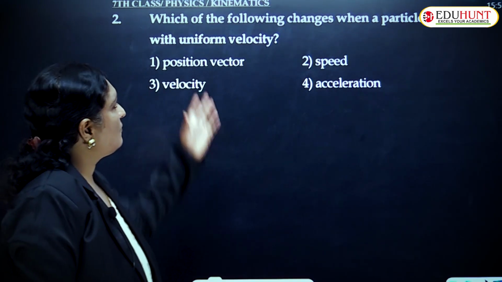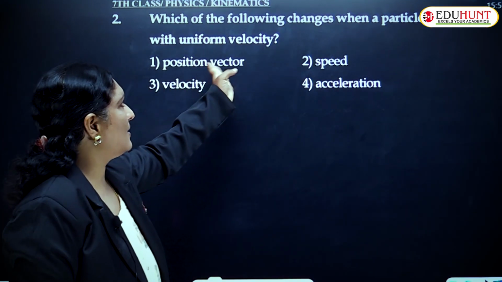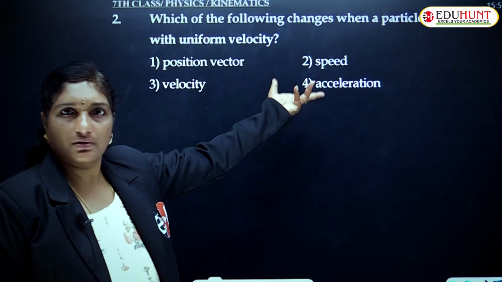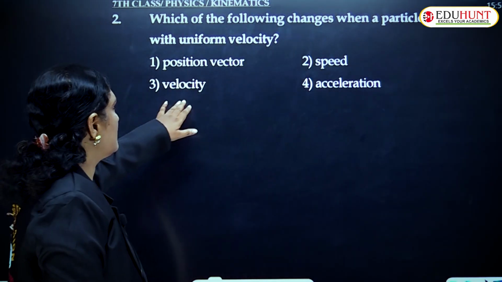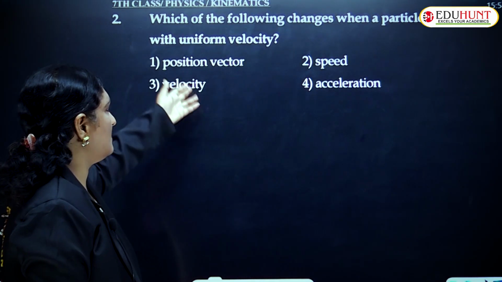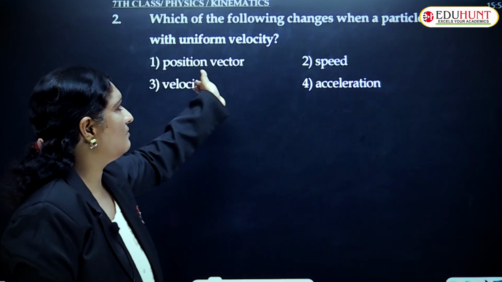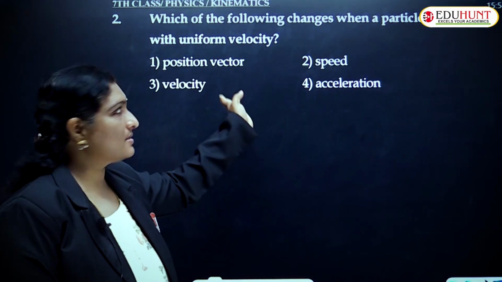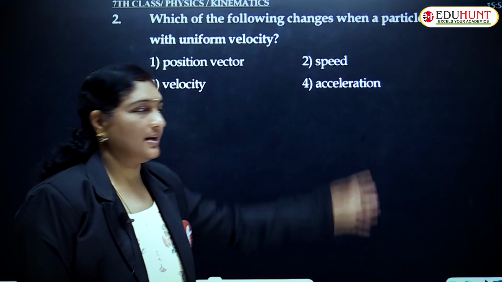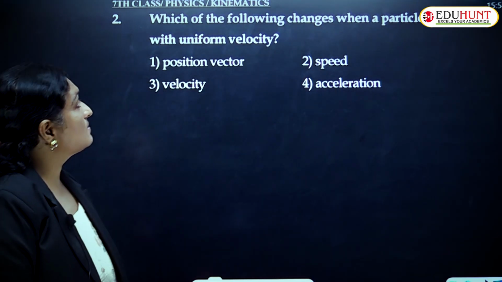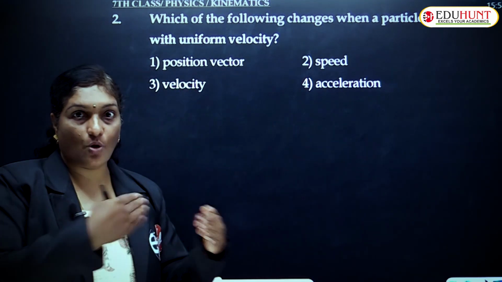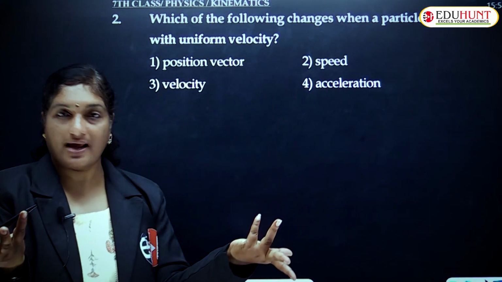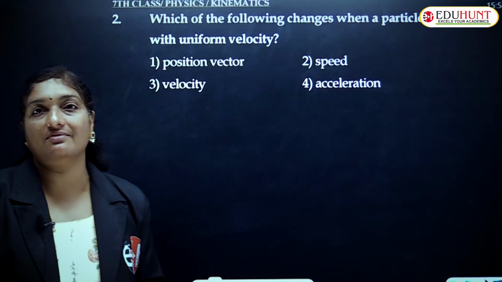Uniform velocity means constant velocity, because speed remains constant. So why would velocity change? It is constant. The name itself indicates it. So whenever a body is moving with uniform velocity, constant velocity, there is no acceleration. Acceleration is zero because there is no change in velocity.